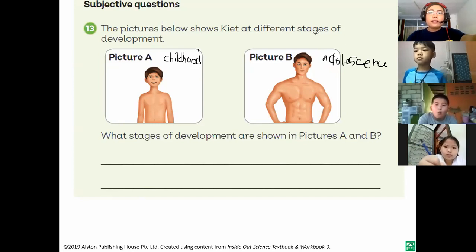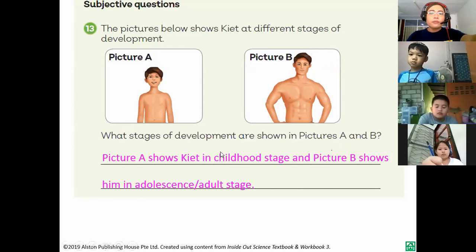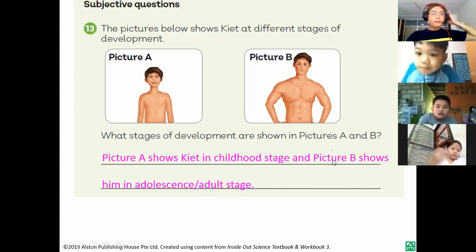Okay. All right. Let's try to answer. What stages of development are shown in pictures A and B? So here's the answer, class. So you copy. Picture A shows childhood. Picture B shows adolescence or adult stage. So it can be adolescence or adult stage. You copy.